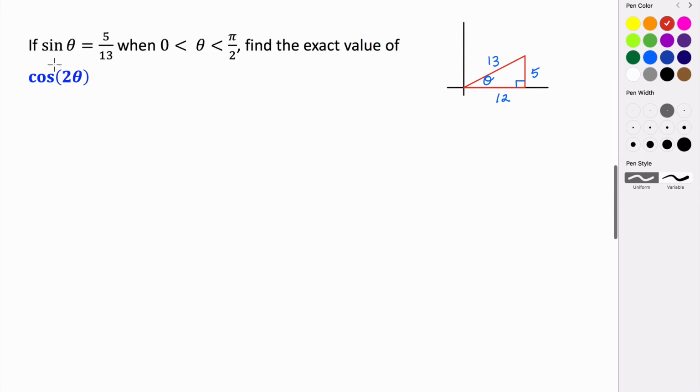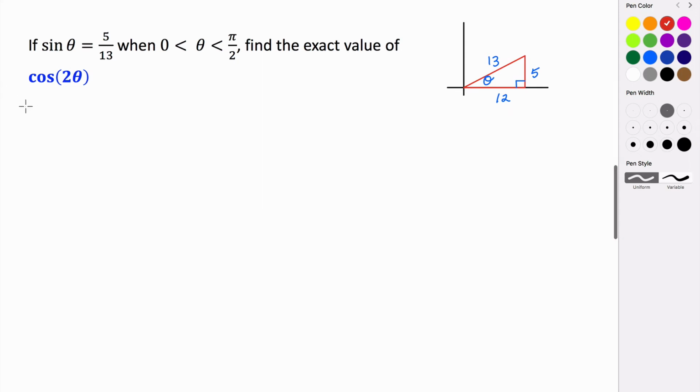For this next example, we want to find the cosine of 2 theta. We have the same information as the last problem. Sine of theta is 5 over 13. The measure of theta is in the first quadrant. And we drew our triangle. If you want to see how we found our last side, you can look at the last example.